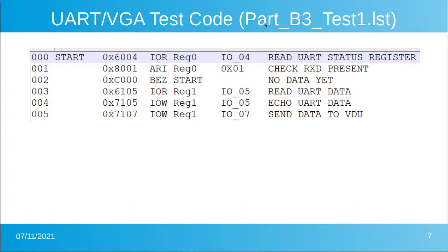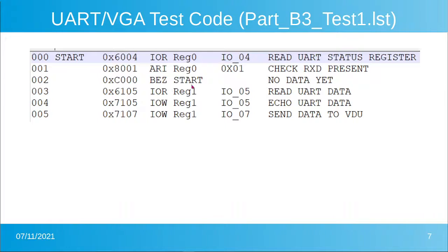It's loaded up into the GitHub as part B3, test 1. And here's the listing file for it. First line of code reads the UART status register, which is at location 4. And then it tests the least significant bit.